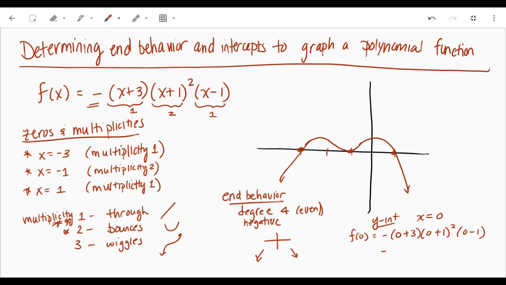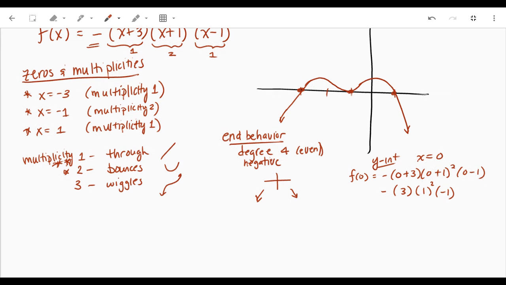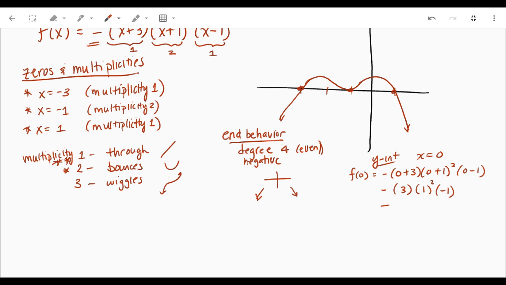So -3, 1 squared, which will just be 1, and then -1. So we're going to end up with 3 times 1 times -1. The two negatives will cancel each other out, so it's going to be +3. So this point here will be at (0, 3) when you're graphing.